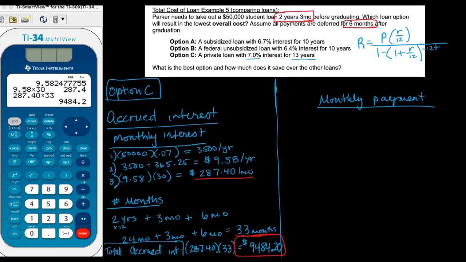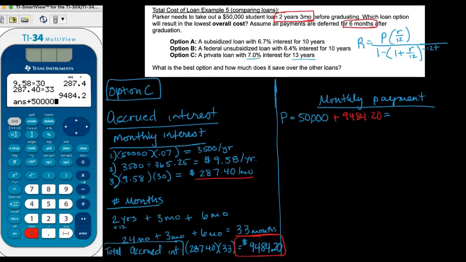Okay, so now we're going to take that number and that's going to factor into our principal. So when we find the monthly payment, we're going to take the principal or the loan amount, the $50,000 the student borrows, and then we're going to add the $9,484.20 because that interest accumulates while she's in school. So I'm just going to put, oh, not times, we're going to go plus, and then $50,000. And we're going to add those together, and we get $59,484.20. And that's the principal.